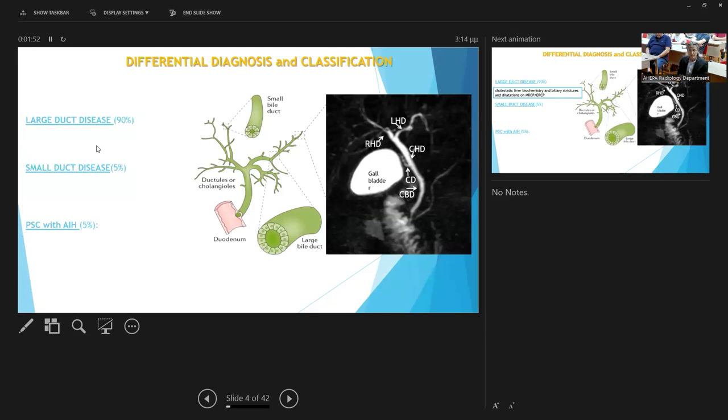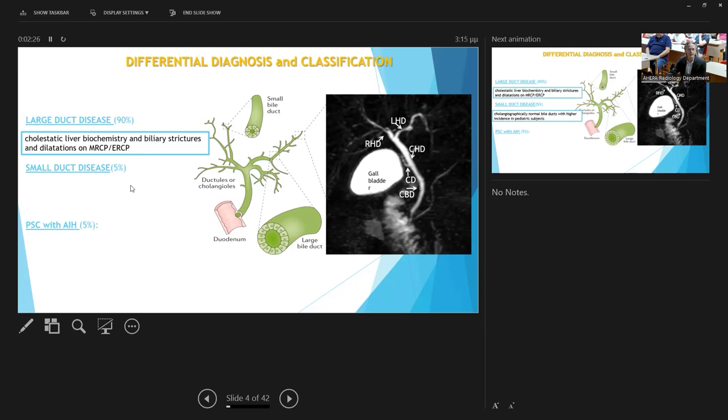Well, while regarding the morphological point of view, looking at the images, we have a different pattern of manifestation of disease that are represented by the large duct disease, that is the most frequent one in almost 90% of patients, in which we have the combination of cholestatic liver pattern biochemistry with several biliary strictures associated or not with the biliary dilation and are clearly recognizable on cholangiographic study like MRCP or ERCP.